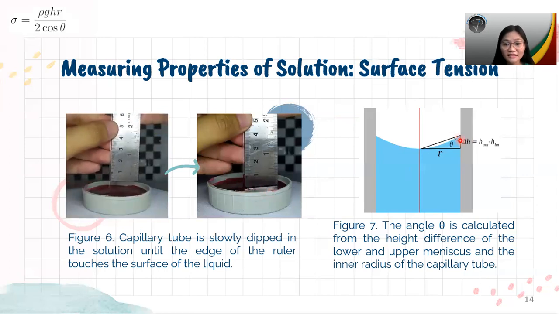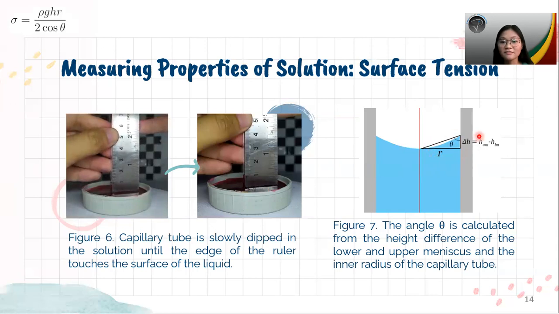The angle theta was approximated through trigonometry from the inner radius of the capillary tube and the height difference of the lower and upper meniscus. Now, this experiment was performed 6 times, but 2 recordings were discarded because their videos were unfocused.